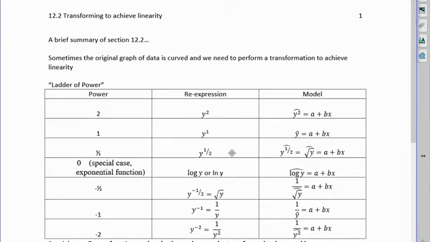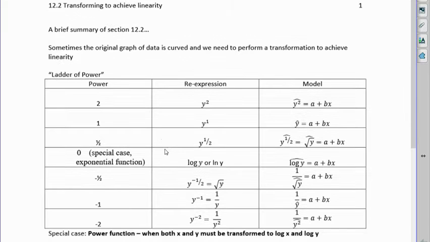Section 12.2. In this section, we are looking at linear regression again, but we're looking at examples where, when we originally plot the graph, it does not appear to be linear. It might have some kind of a curve. And so this right here is what we refer to as the ladder of power.